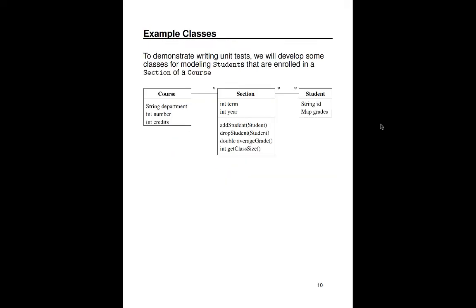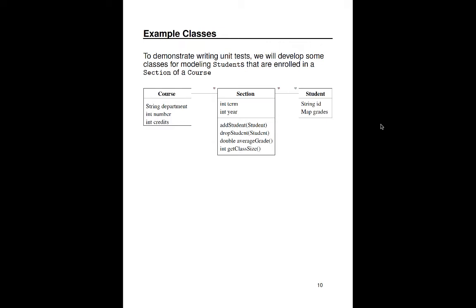Now we're going to explore the JUnit API. And in order to do that, we'll be writing some unit tests that exercise the behavior of a simple application that models students that are enrolled in a section of a course. And so this is the code that is under test. We have a Course class that is in a department. Each course has a number and a number of credits. And a course is associated with 0 or more sections. Each section has a term and a year, both represented as integers.